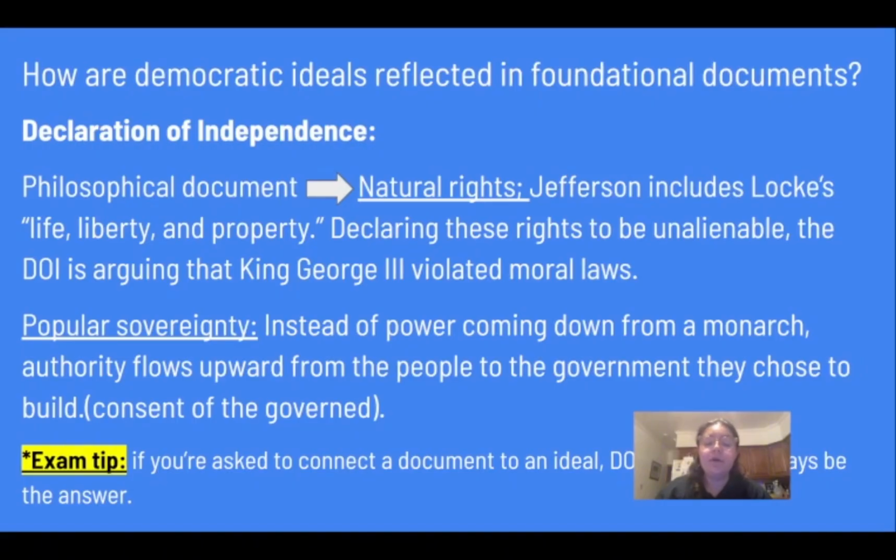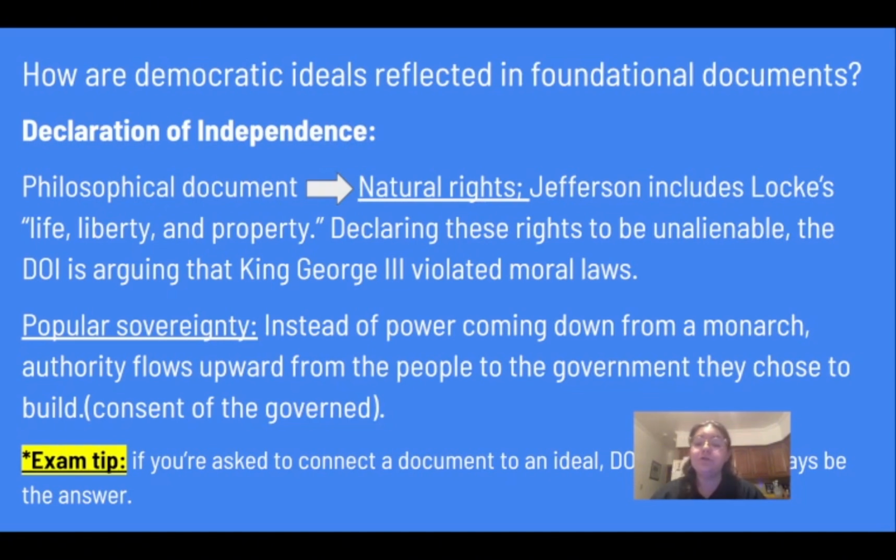So how are these democratic ideals reflected in foundational documents that you need to know for the course and the exam? The first one is the Declaration of Independence. Not to be confused, the Declaration of Independence is a philosophical document. It provides no governance or structure to the US government today. It served as inspiration from the Enlightenment movement when Jefferson wrote it, but it carries no weight in terms of governance and making decisions like the Constitution does.